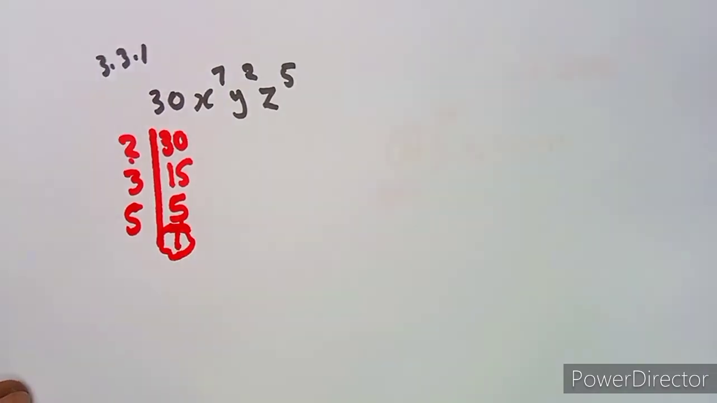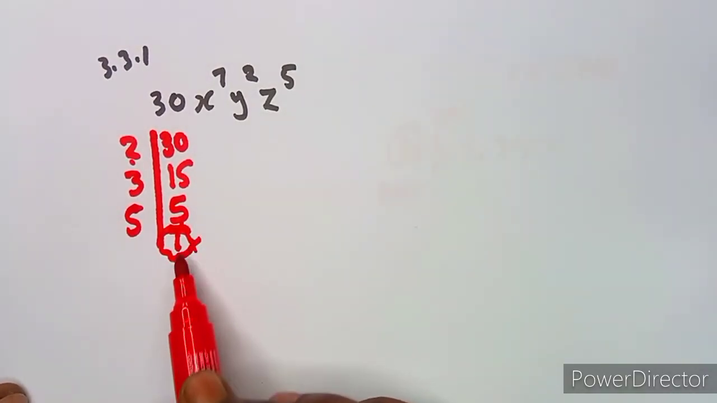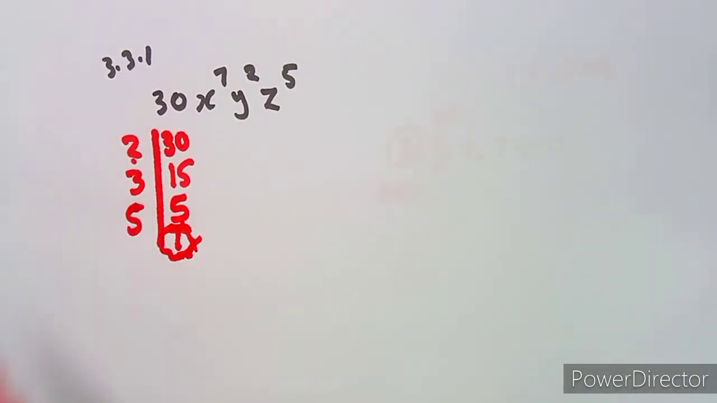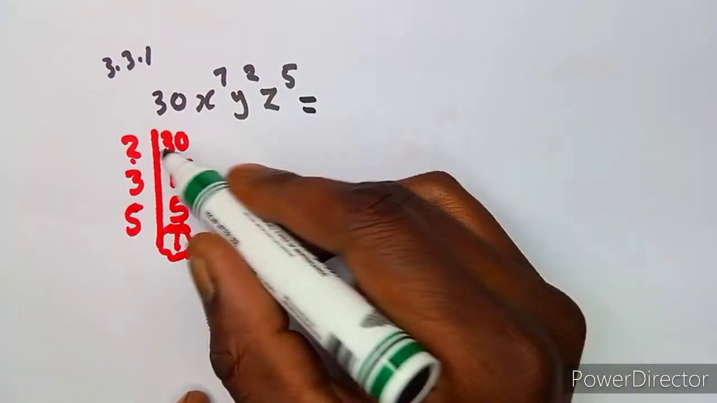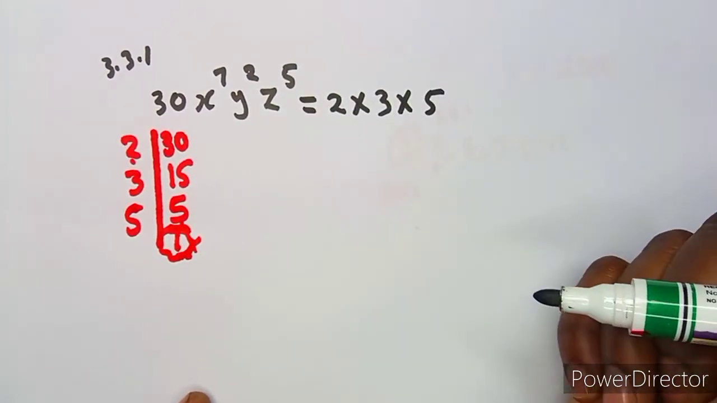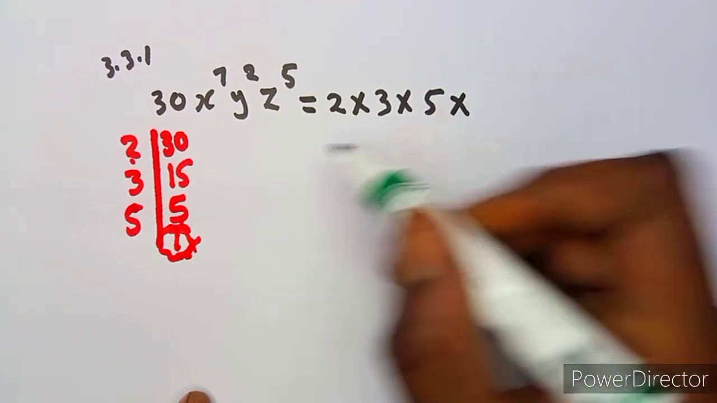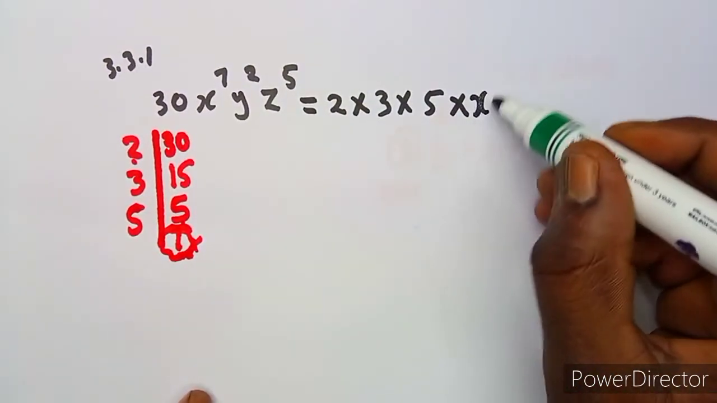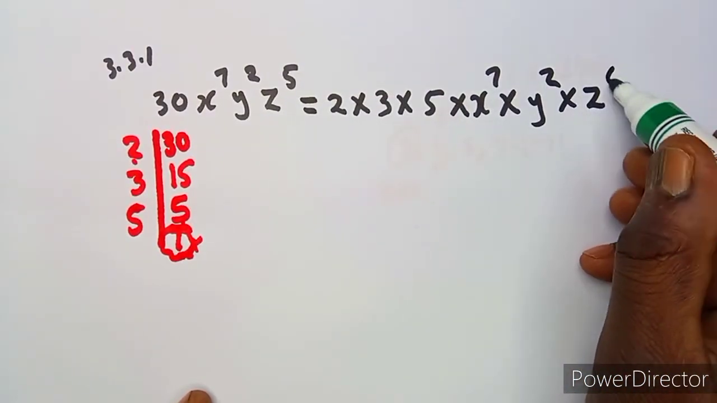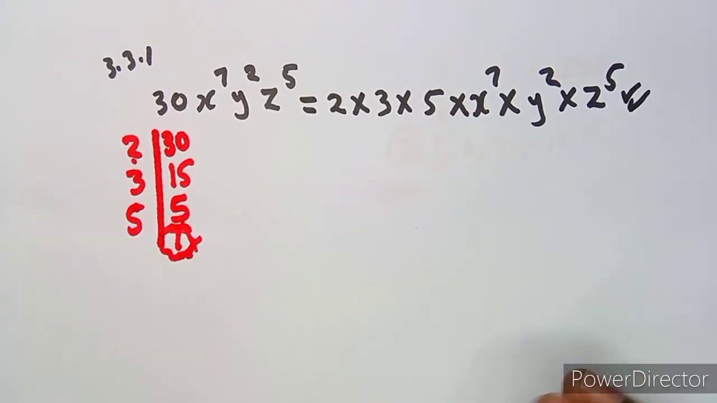As you can see, we are now left at a stage where 1 is not a prime factor, so we cannot use 1. So these are the numbers that give us 30. This 30 here is the same as 2 times 3 times 5, times x to the exponent of 7, times y to the exponent of 2, times z to the exponent of 5. So that is what we are having in terms of a product of prime factors. You are multiplying the prime factors there.